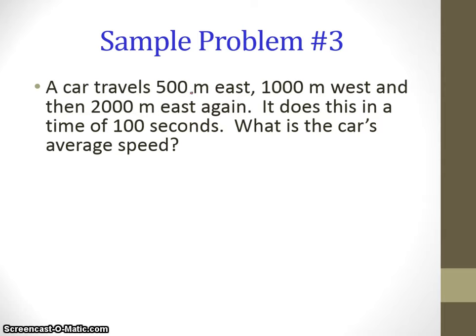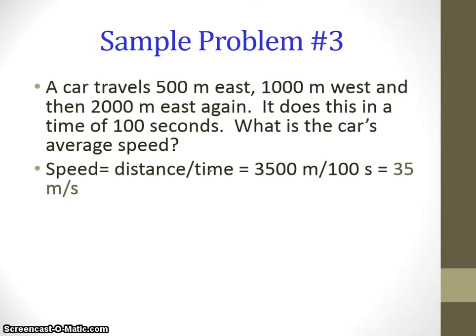Well, it's sort of like that bug. If you were to imagine this car, to find the distance, you would measure the total length that the car traveled, which is the sum. You would add these. 500 plus 1,000 plus 2,000 is 3,500. That's the distance. So you divide that by the time, distance over time. 3,500 meters divided by 100 seconds gives you 35 meters per second.